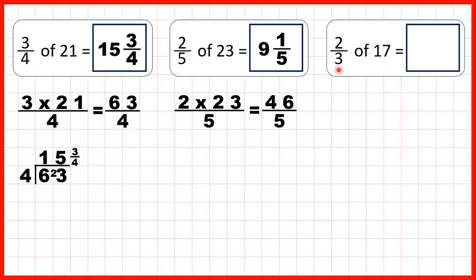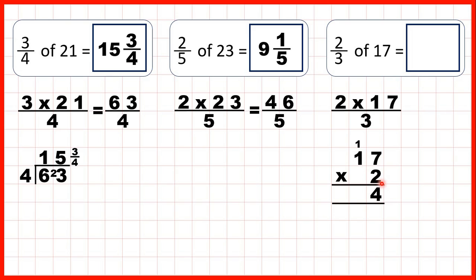Now we need to find 2/3 of 17. We can show that as 2 times 17 over 3. To work out 17 times 2, we can use short multiplication. 7 times 2 is 14, so carry the 1, and 1 times 2 is 2, plus 1 is 3. So that's 34 over 3. To get our mixed number answer, we can divide 34 by 3, and that gives us 11 remainder 1, so our answer is 11 1/3.